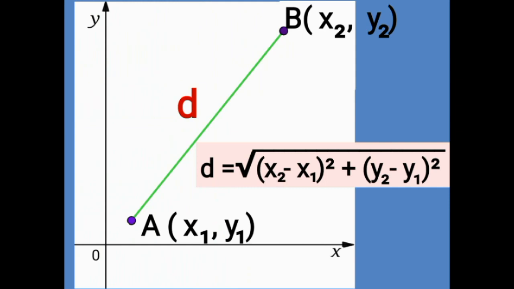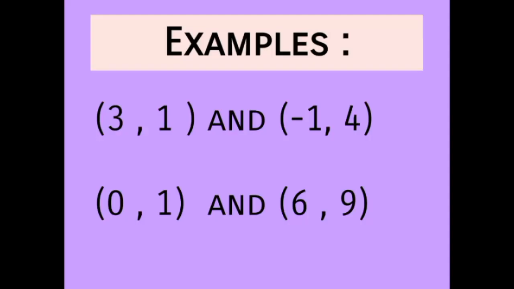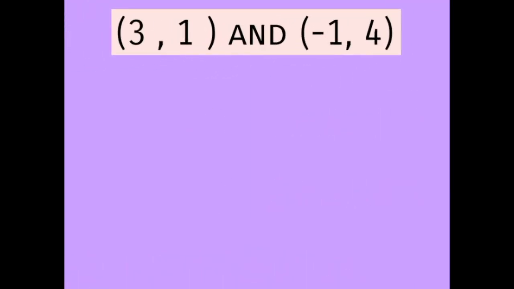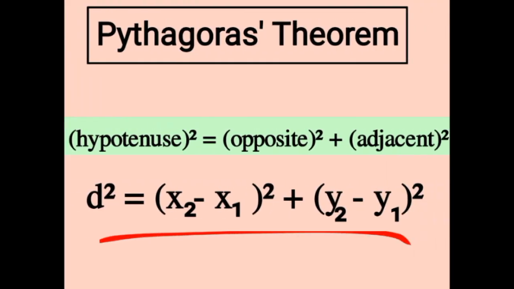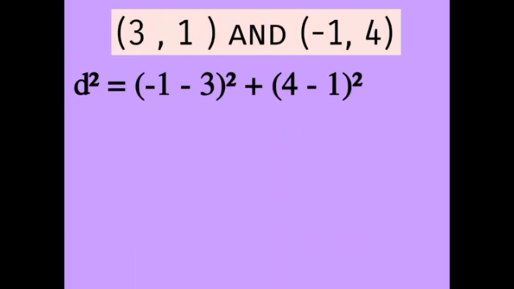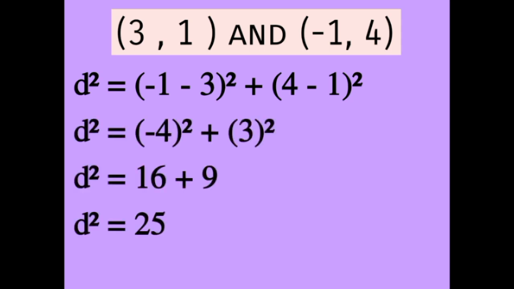Now, let's take a look at a few examples. Find the distance between these pairs of points, 3, 1 and minus 1, 4. So, using this formula, we can find d. Then, d squared equals minus 1 minus 3 squared plus 4 minus 1 squared. d squared equals minus 4 squared plus 3 squared. d squared equals 16 plus 9. d squared equals 25. Then, d equals 5.